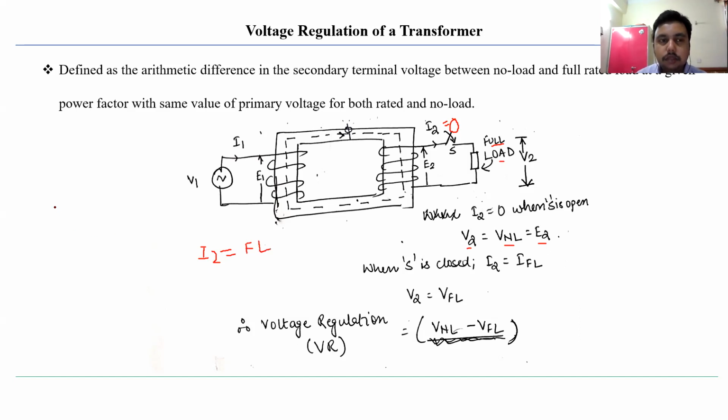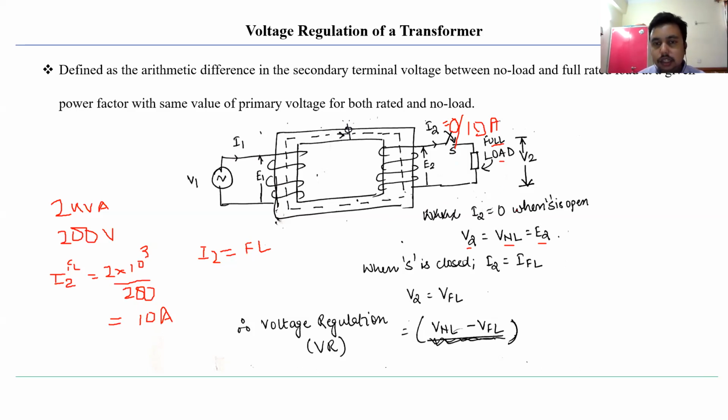Suppose the transformer is rated at 2 kVA. Already I have been using this example more often, and the secondary voltage is rated at 200 volt. So what will be the rated current at the secondary side? The rated current at the secondary side would be the full load current. It will be 2 into 10 to the power 3 upon 200, so it will be 10 amperes. You are loading the transformer in such a manner that 10 ampere current is flowing through it. This will be called the full load condition, and at that condition the voltage which is recorded is V2.